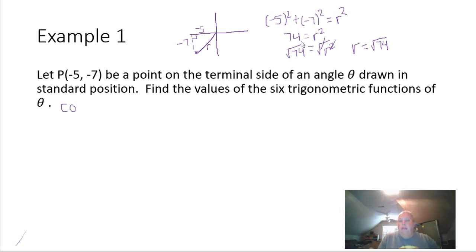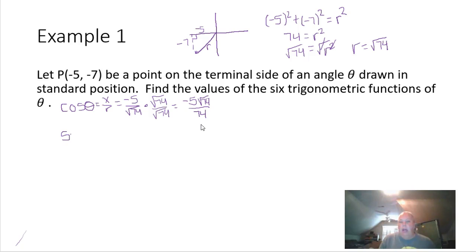Okay, the cosine for our angle is defined to be x over r, and our x value is -5. r we just found to be the square root of 74, and if we rationalize the denominator, we're going to be multiplying by the square root of 74 divided by the square root of 74. This is going to give me -5 times the square root of 74, and then on the bottom, we're just going to have 74, because I'm going to get the square root of 5,476, and the square root of that is going to be 74.